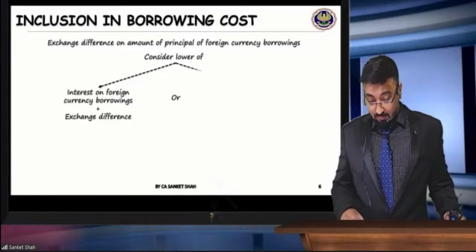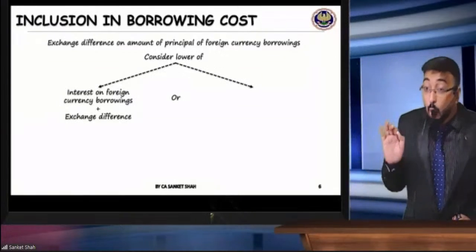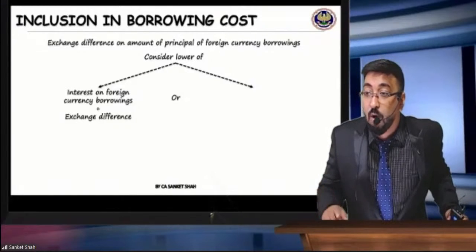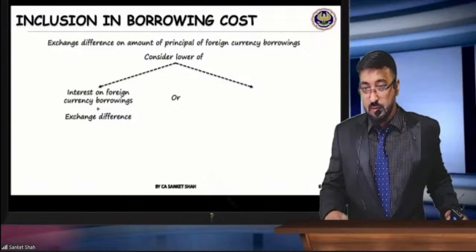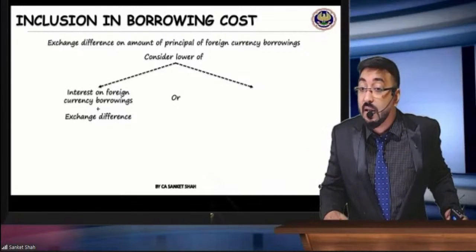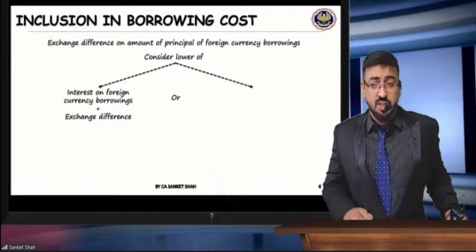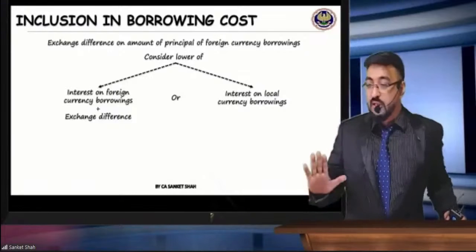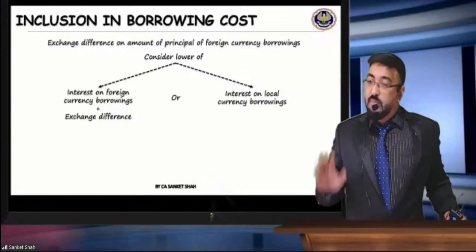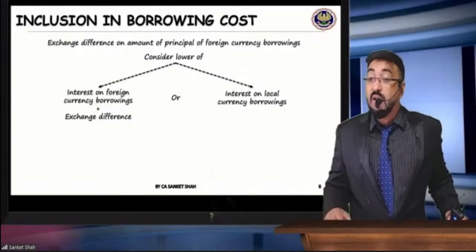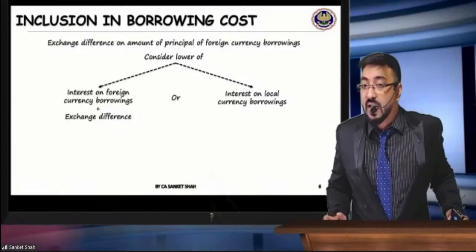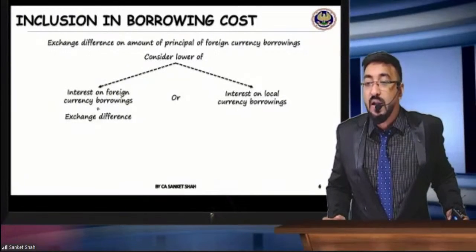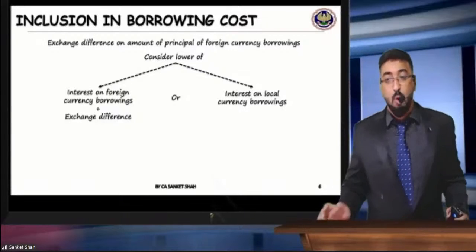In this you have to write, consider lower of interest on foreign currency borrowings plus exchange difference, or interest on local currency borrowings. Write down this. I will give you one example, so it will be very easy after that. So write down: consider lower of interest on foreign currency borrowing plus exchange difference or interest on local currency borrowings.